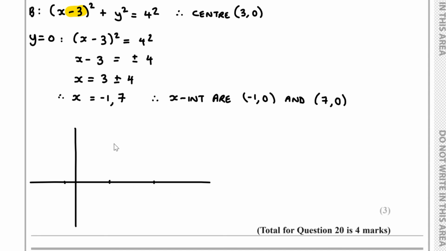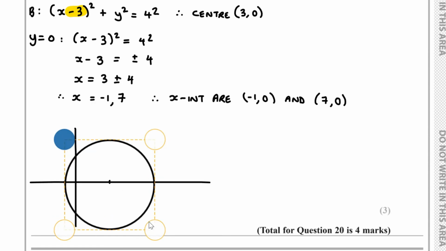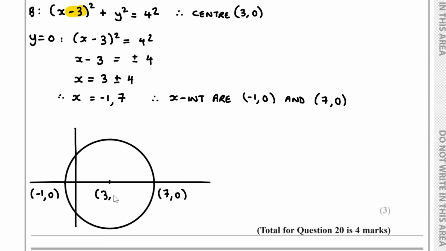So now we need a circle connecting those. So if we show the circle, here is our circle, okay? And in terms of the coordinates, well, here we've got minus 1, 0, that's here, and here we've got the coordinates 7, 0, and here we've got the coordinates 3, 0. So we've got the x and y axis. This is our circle.